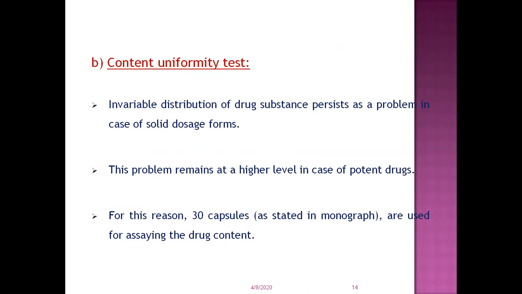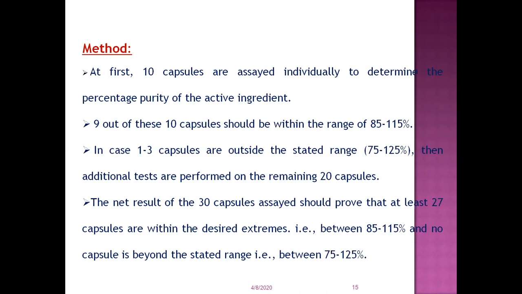The second one, that is about the hard and soft gelatin test, is the content uniformity test. In this case, uniform distribution of drug substance persists as a problem in case of solids. This problem remains at a higher level in powders. For this reason, 30 capsules are used for the test. What is the method adopted?